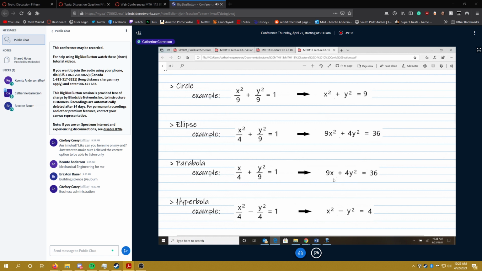The parabola is the easiest one to recognize because you will not have both an x squared and a y squared. You might have an x and a y squared, or you might have a y and an x squared. And that's a parabola. If the y is squared, it's a sideways parabola. If it's an x squared, it's up and down.